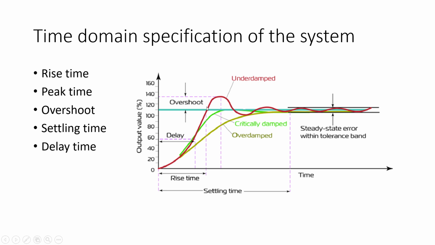In the shown figure, there are 3 types of response. The red one is for an underdamped system, light green is for a critically damped system and the third one is for an overdamped system. So, for an underdamped system, the rise time is measured from 0% to 100%. For a critically damped system, it is from 5% to 95%, and for an overdamped system, it is from 10% to 90% of its final value.